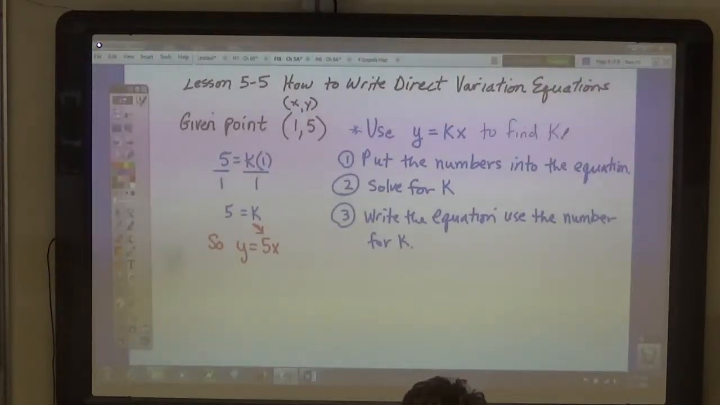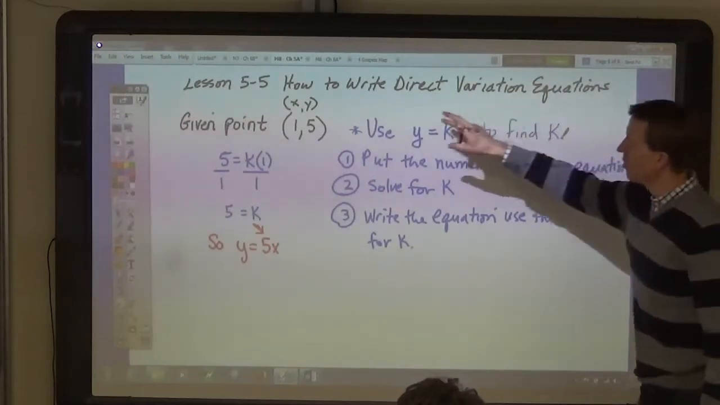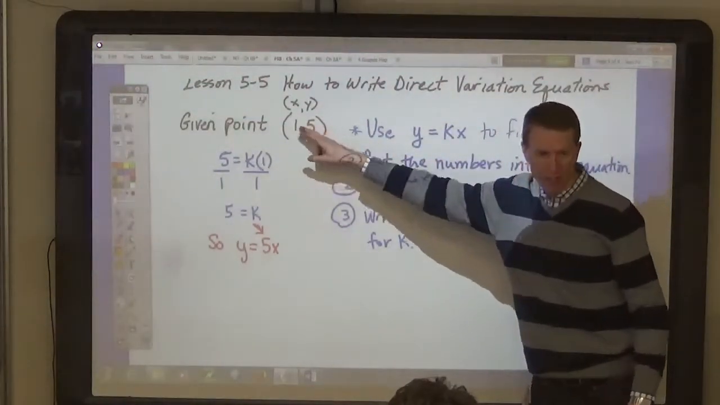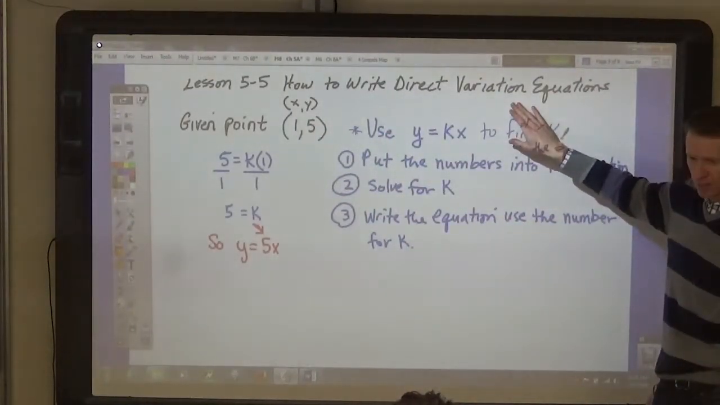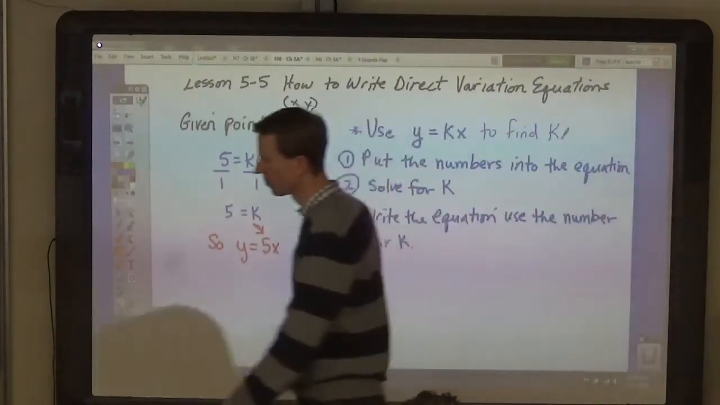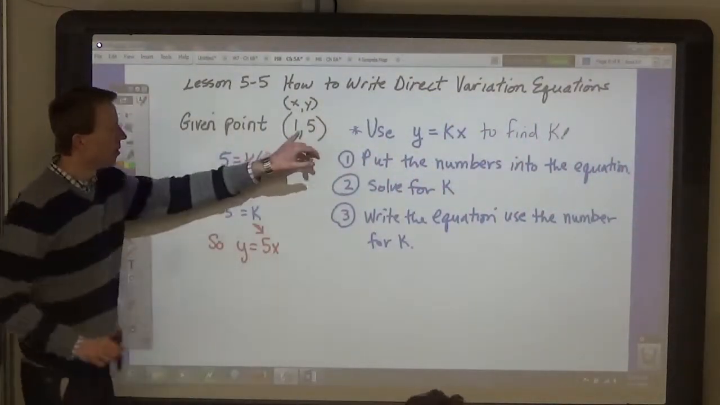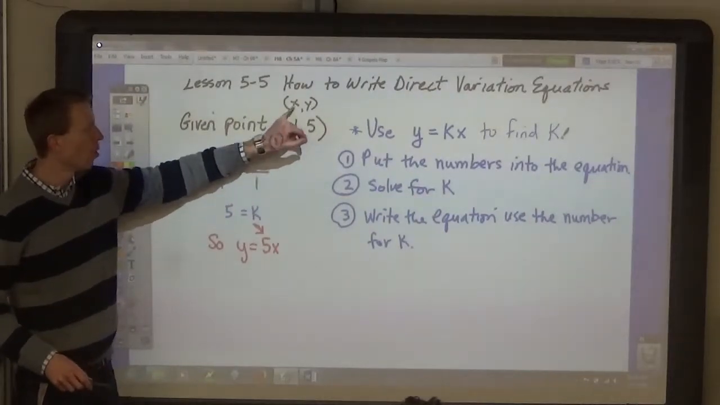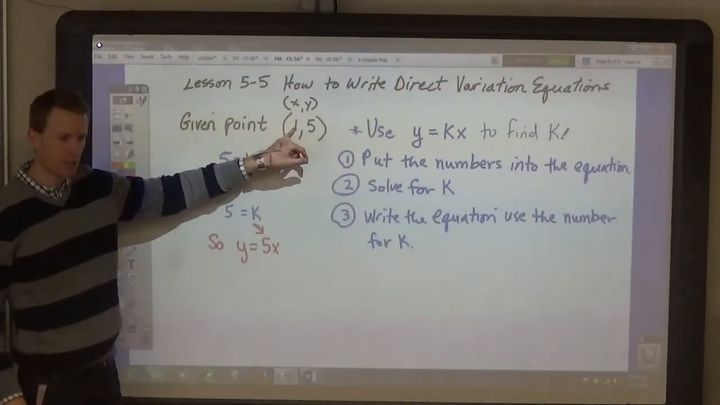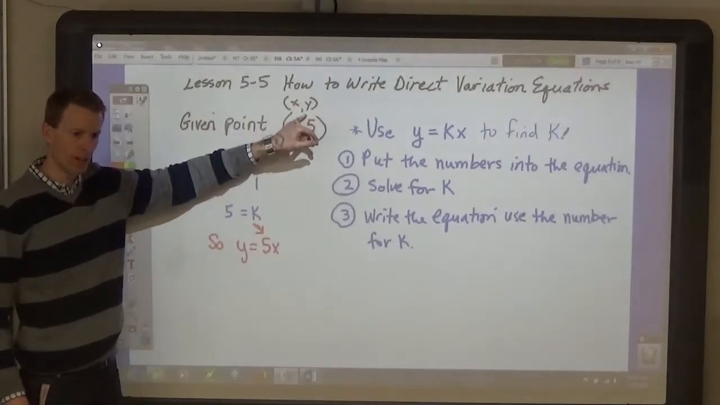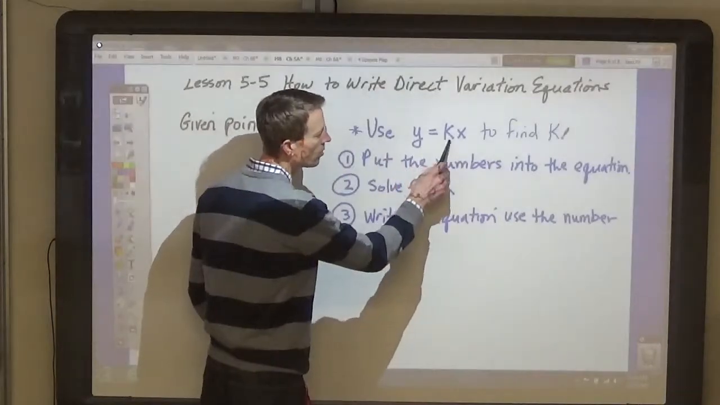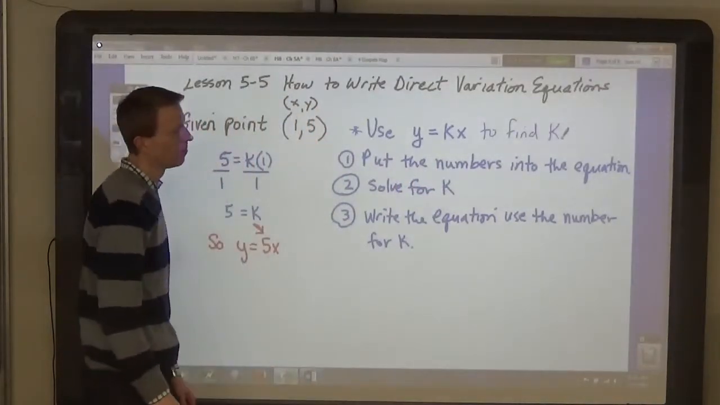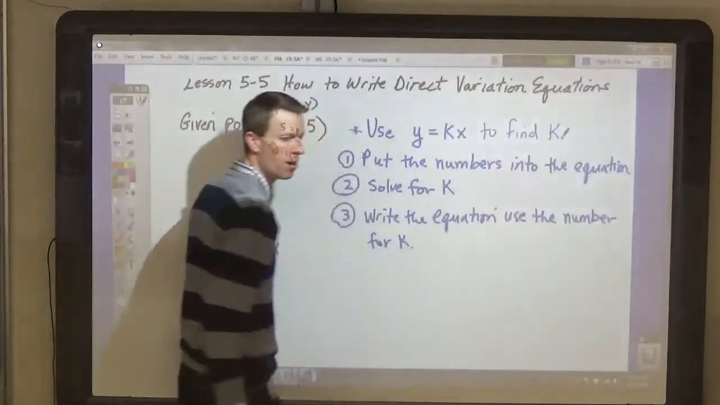Okay, now 8th graders, the second part of lesson 5.5 is how you take a given point and write an equation for direct variation. Here's what you do. If you're starting with 1 and 5, 1 is the x coordinate, and 5 is the y coordinate. You take those numbers, use y equals k times x, and find the number for k.